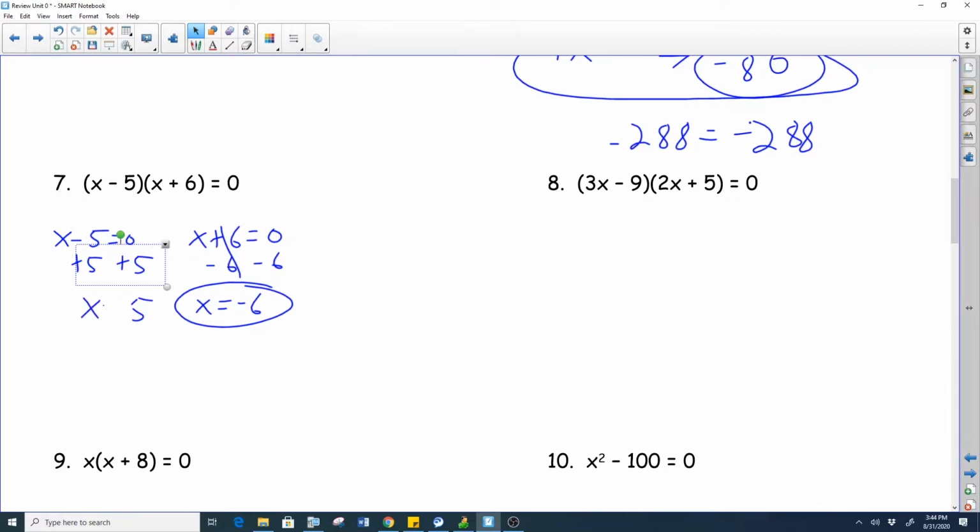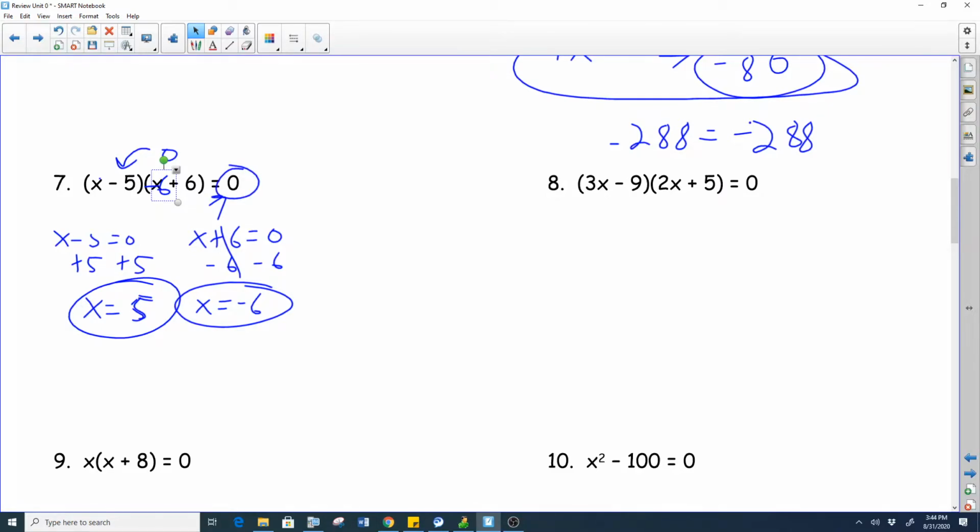But you do want to plug it in and make sure that it works. Okay? So if we put a 5 here, 5 minus 5 is 0, and 0 times 5 plus 6 is 11. And so then we have 0, because 5 minus 5 is 0. And 0 times 11 is still 0. It works! And then if you put a negative 6 in there, that's going to make this 0 times whatever this is will still be 0. So they both work.